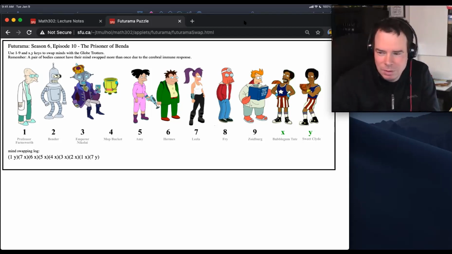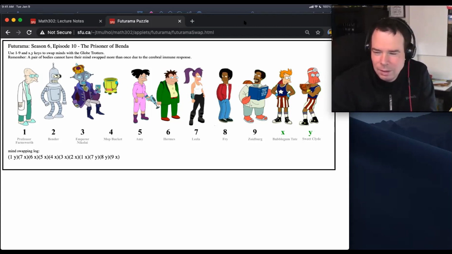So now we do the same thing with the 2 cycle. We can do the outermost ones. So that would be 8 and Y. So I'll do an 8Y. And the inner ones, which is the 9X. And then now I've removed the minds from the 2 bodies I'm trying to fix. They're out in the Globetrotters.